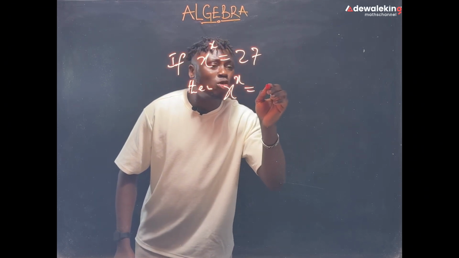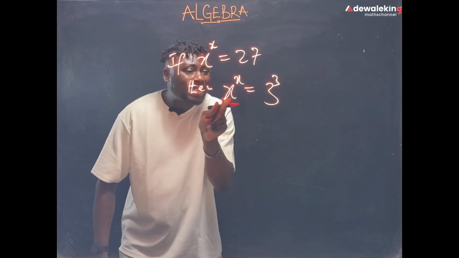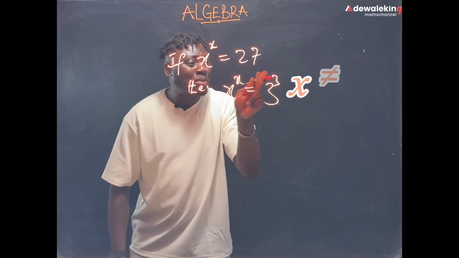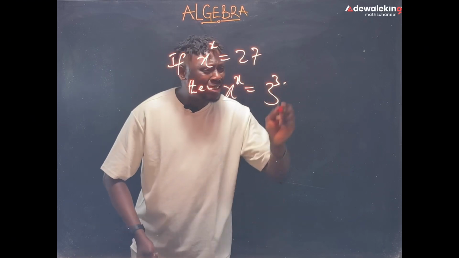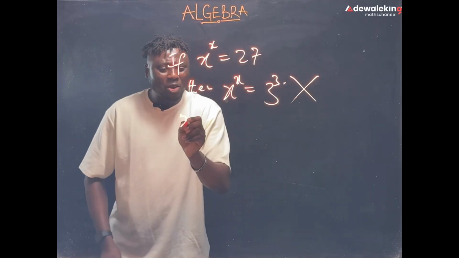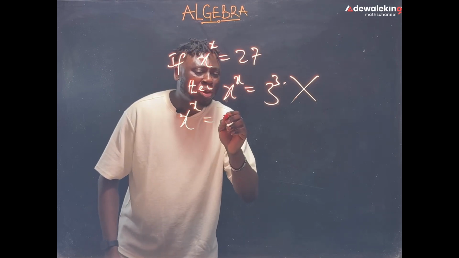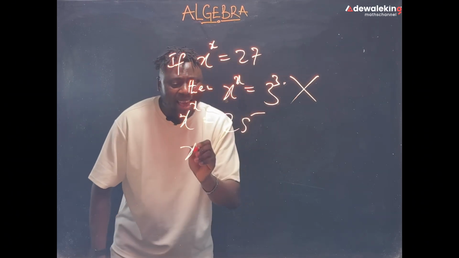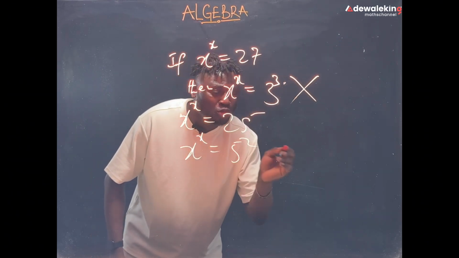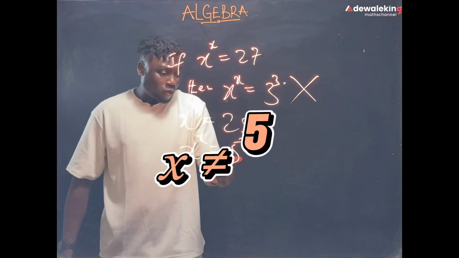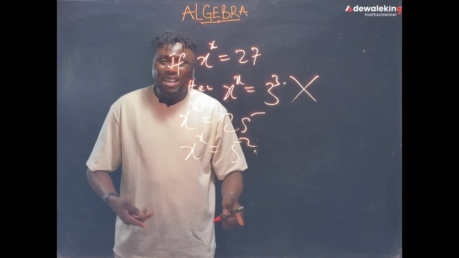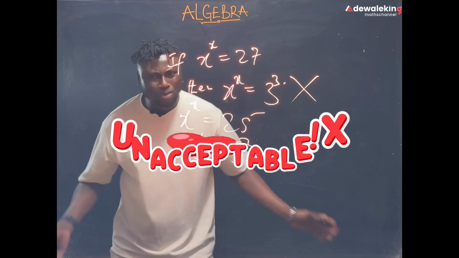to power x is equal to 3 raised to power 3, and this x is same thing as this 3, and this x is same thing as this 3? No, that is unacceptable. Or someone say x raised to power x is equal to maybe 25, and say x raised to power x is equal to 5 squared, and this x is equal to 5, x is equal to 2. And the answer is no, that is unacceptable.